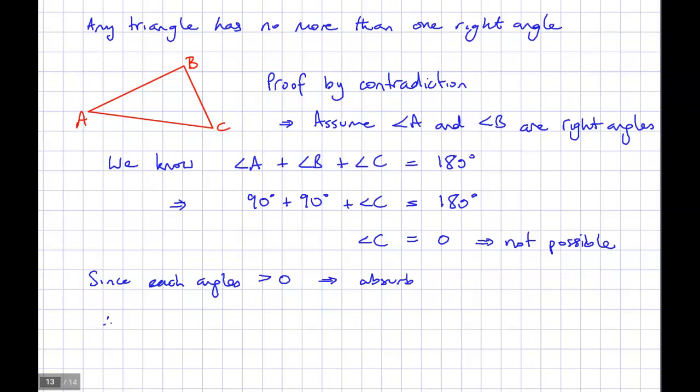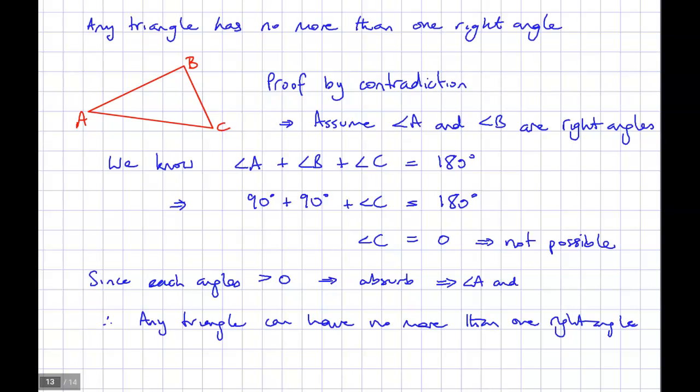And therefore we can say that any triangle can have no more than one right angle. I suppose I should actually, I feel as though I need to put something else in here. I suppose I should say that angle A and angle B cannot both be right angles.